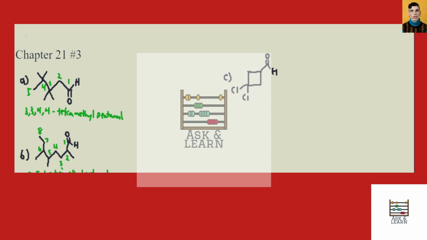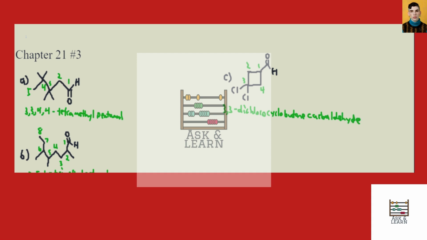Okay, so C is a ring. As I said, that's a little bit different. Basically, we just need to name the ring and add the suffix carbaldehyde. And we need to number the ring such that the aldehyde is attached at carbon number 1. So that's going to look like this: 1, 2, 3, 4, or we could number it the other way. It's not going to matter in this case. The chlorines are going to be on carbon 3 either way. And so this becomes 3,3-dichlorocyclobutanecarbaldehyde.